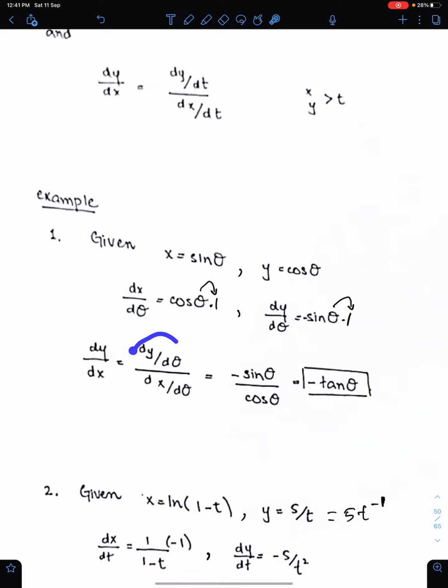So first write the formula. This is compulsory. Always mention the formula: dy upon d theta over dx upon d theta. Write this here and this here. That's the final answer.